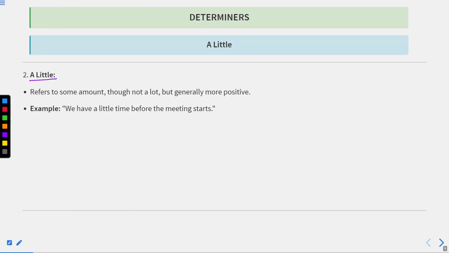Here we have the phrase a little, which refers to some amount, though not a lot, but generally more positive. Or you can say it is in a positive phase where you get something, which is a little means some. Okay, so here a little means some. We have a little time before the meeting starts. It means before the meeting starts, we have some time to discuss it. Okay, now let us move to the next one.